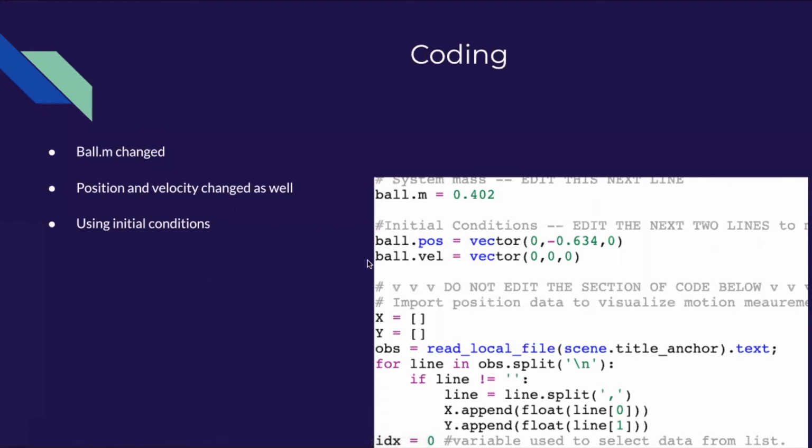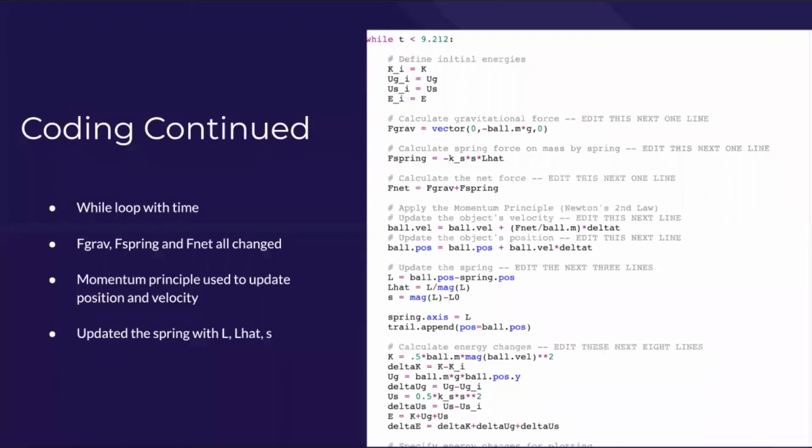Now for our coding, we had to change the mass of our ball. We also had to change the position vector. In this, we looked at tracker to obtain what our initial position was. Here, our initial velocity is going to be 0 because we are at the point where we're about to release it. So everything is still 0 up to this point. As we continue on with our coding, we also had to change our while loop, and we also had to change the energy changes as well, such as our gravitational potential energy, our kinetic energy, and our spring potential energy. And this all works with the energy principle that we'll be looking at later on.